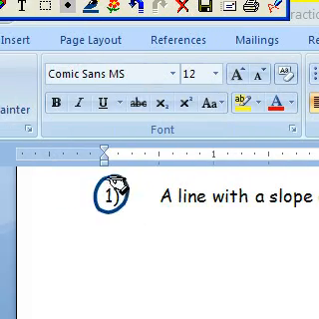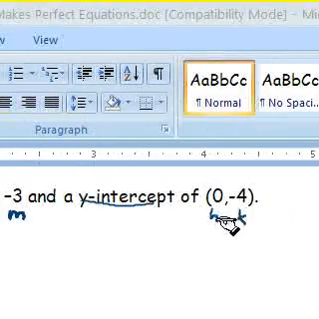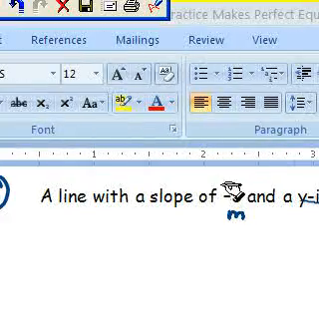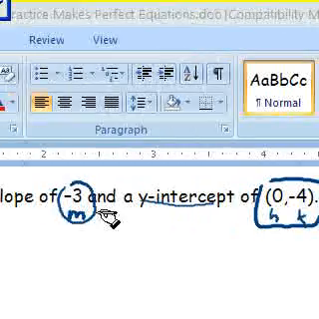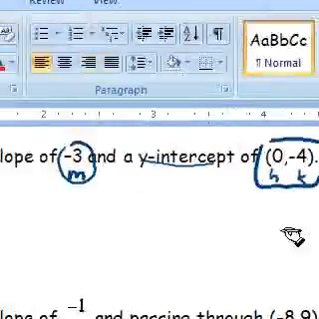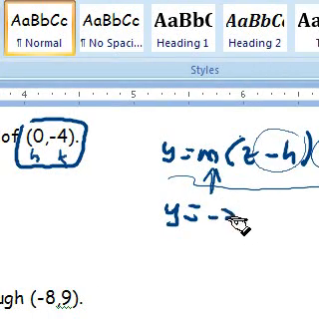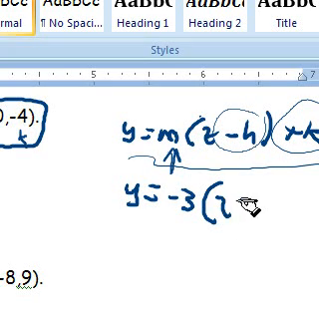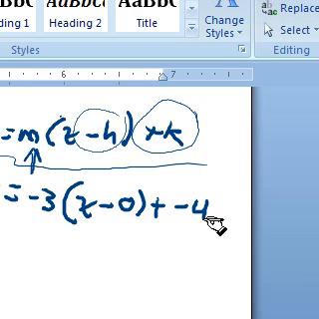So let's take a look at number 1: a line with a slope of -3 and a y-intercept of 0, -4. Well, look, we have all three pieces of information already given to us, an m, an h, and a k. So we will plug and chug. That's y equals -3 times the quantity x minus 0 plus a -4. Remember that k is equal to just -4.